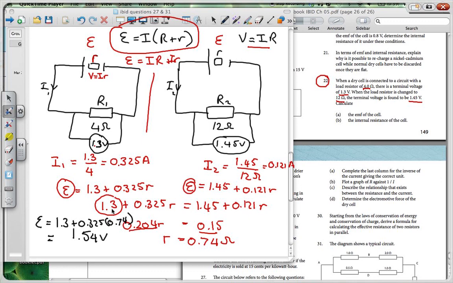1.54 volts. So what that means is that the EMF, that's the total energy that it can supply, but what actually happens is that some of the energy is lost to the internal resistance, so it can only supply less to the external circuit. In this case over here, notice that because your current is less, your Ir here is going to be less, and therefore you can supply more to your external circuit. That's why that's 1.45 and that's 1.3. More energy can be supplied to your external circuit.